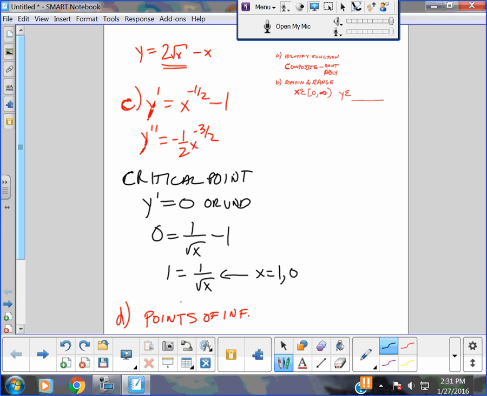So this has 2 critical points, 1 and 0. All right? It's 0 at 1 and it's undefined at 0. Those are both critical points. So critical points occur at x equals 0 and 1. I'll put them in order up here. There's my note. So I found the derivatives, y prime and y double prime. Hopefully they're right now. I think they are. And I know that there are critical points at 0 and 1.